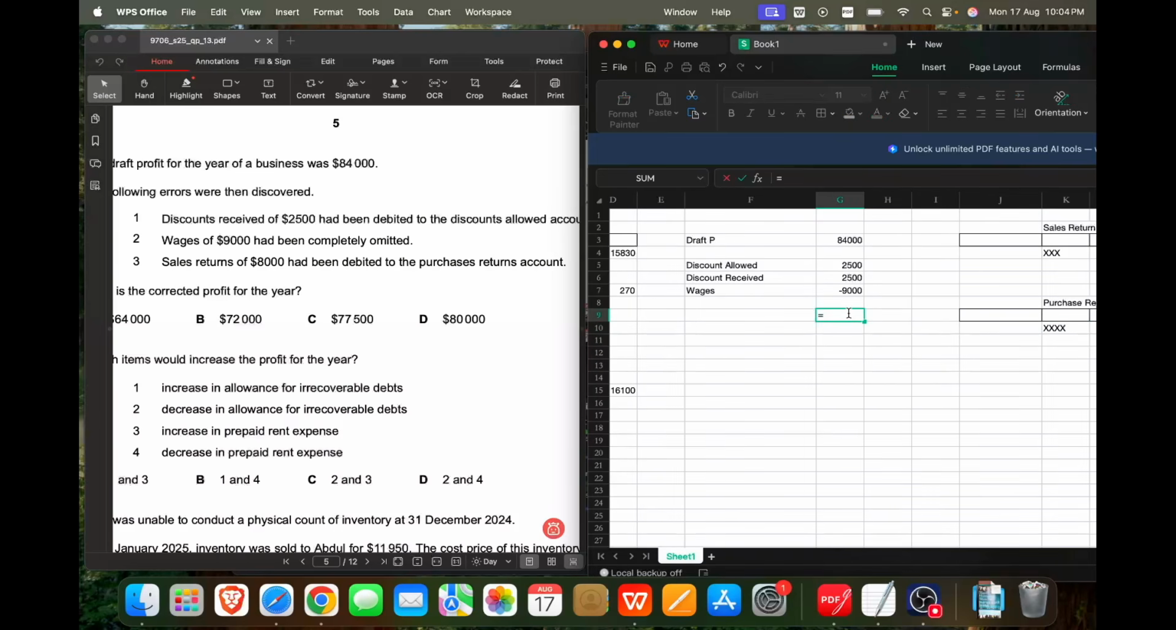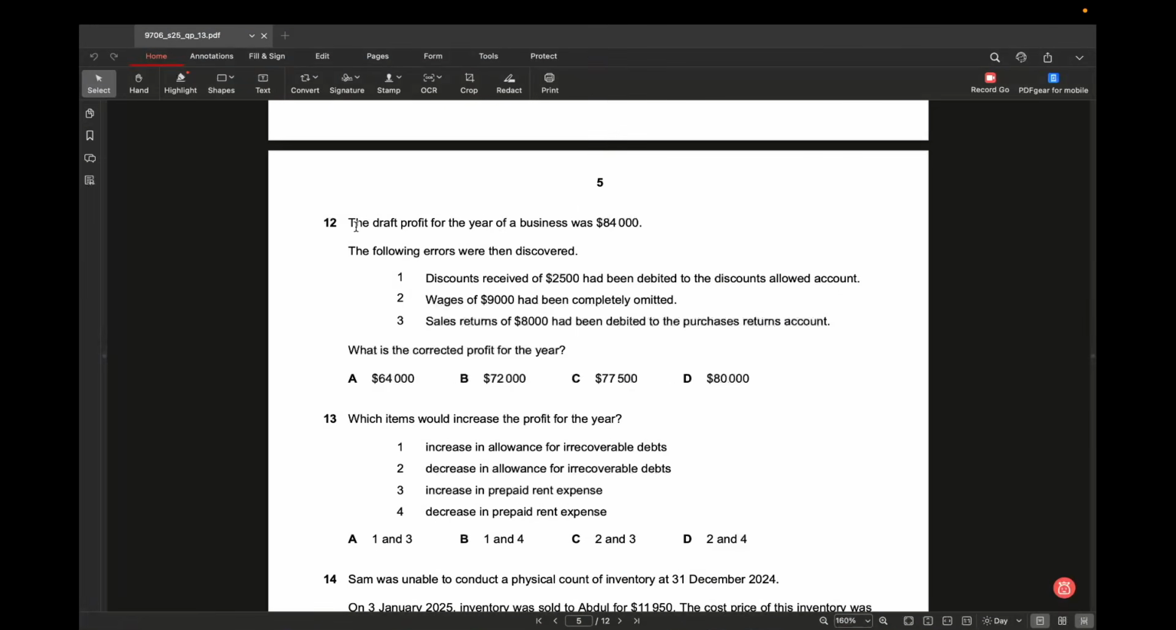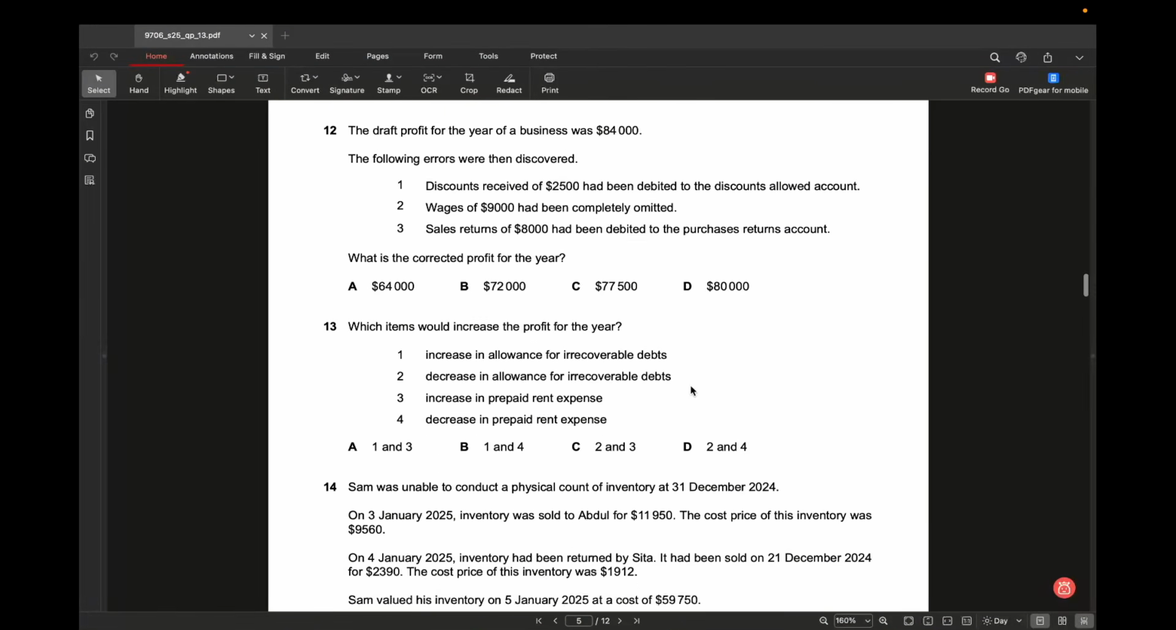So let's calculate our correct profit. And correct profit is 80,000. Right answer for question number 12 is D, 80,000.